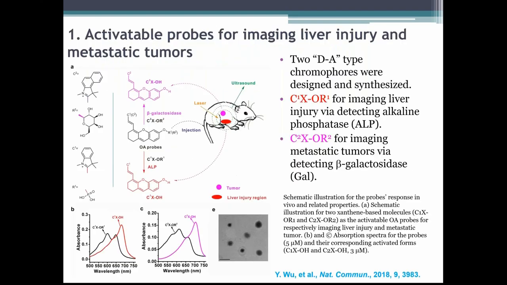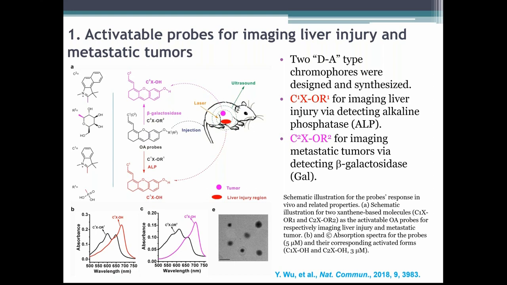In our first work, we designed activatable probes for imaging liver injury and metastatic tumors. In this work, two DA type chromophores were designed and synthesized. And in these two probes, we used as the donor, and the recognition moiety for the biomarkers were introduced onto the donor part. And probe one is designed for imaging liver injury via detecting alkaline phosphatase, ALP. And probe two is for imaging metastatic tumors via detecting beta galactosidase, GAL.